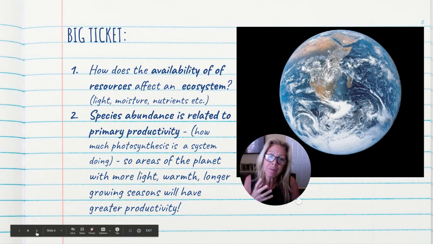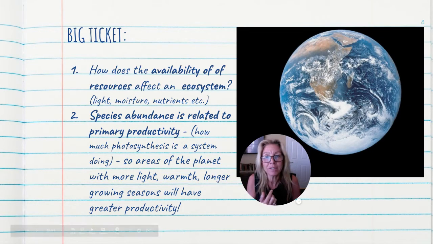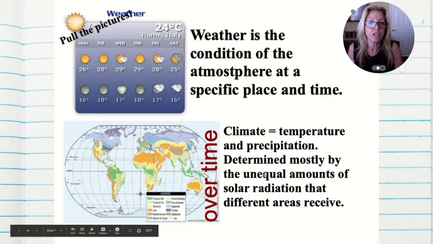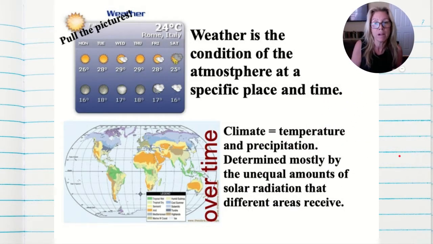And then always keep in mind, we want to understand these ecosystems and these biomes so that we know, on the choices that we make, how it might influence the life that is there. All right, so first thing you want to differentiate between is weather versus climate. So weather is the temperature right now, the conditions in the atmosphere at a specific time in a specific place. Climate is looking at temperature and precipitation over time, over decades. And this is determined mostly by unequal amounts of solar radiation that different areas receive.